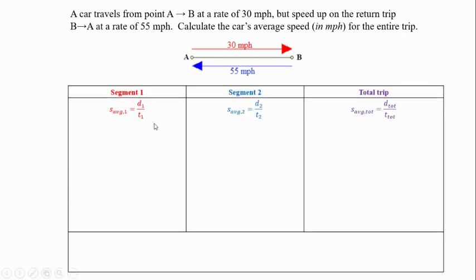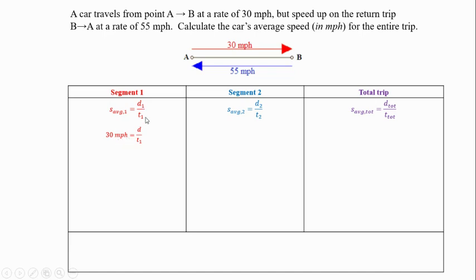So here I have it split up into three different segments, segment 1, segment 2, and the total trip, since that is what is being asked of us to perform. Okay, so let's go ahead and plug in values here that we know, and then we can kind of wiggle our way through this particular problem. What I do know for the first segment is that it is moving at a rate of 30 miles per hour. So I will go ahead and substitute S average 1 there for 30 miles per hour.